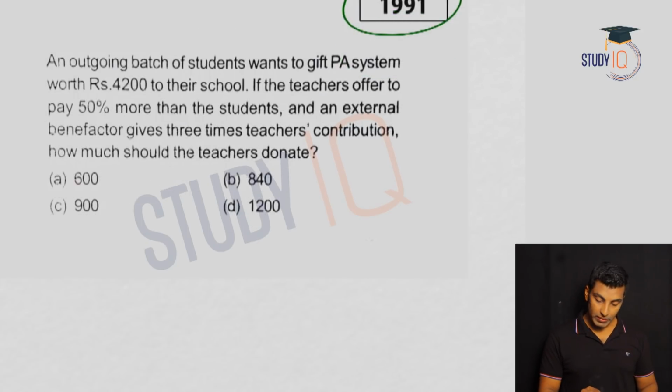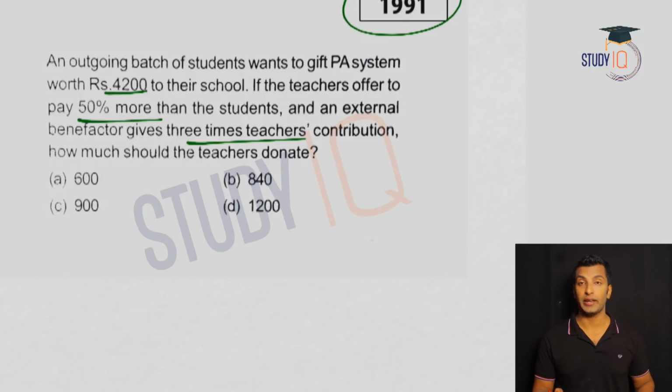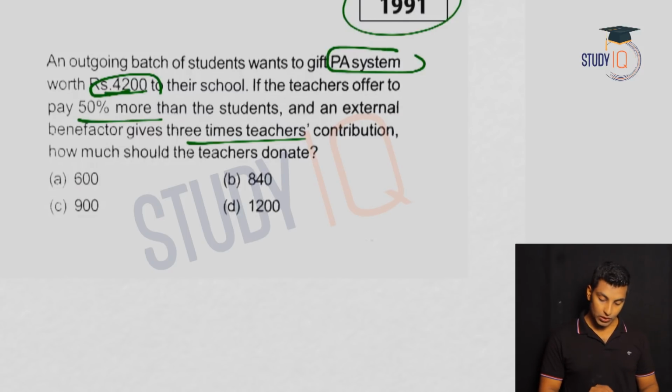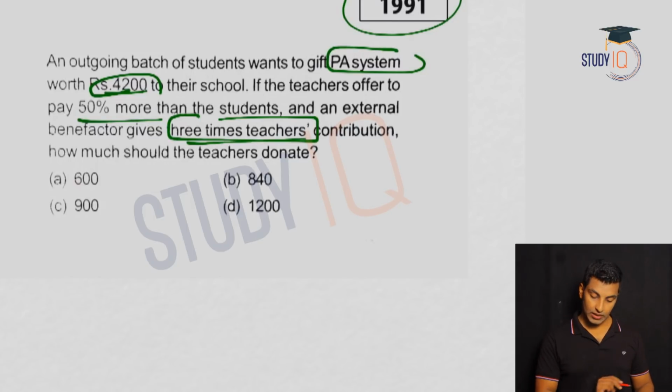What is given? An outgoing batch of students wants to gift a PA system worth 4,200 to their school. If the teachers offer to pay 50% more than the students and an external benefactor gives 3 times the teacher's contribution, how much should the teachers donate? Okay, so students want to gift a PA system worth 4,200 to their school. Teachers offer 50% more than the students. Okay, and another contribution is there which is 3 times the teachers. Then how much should be the donation of teachers?